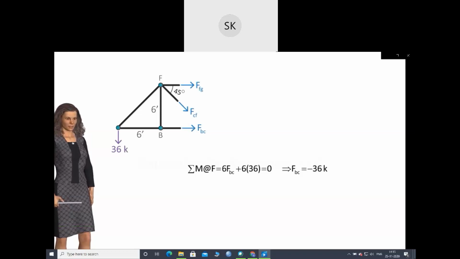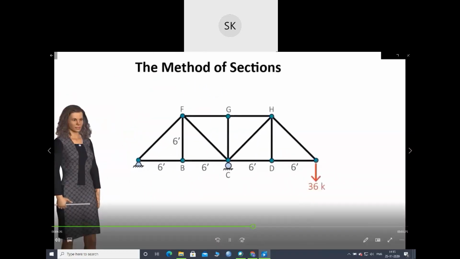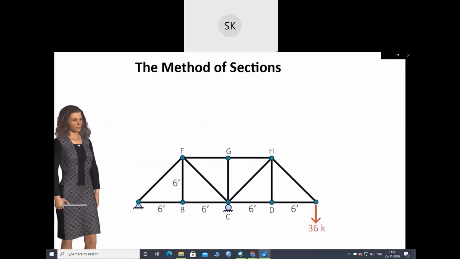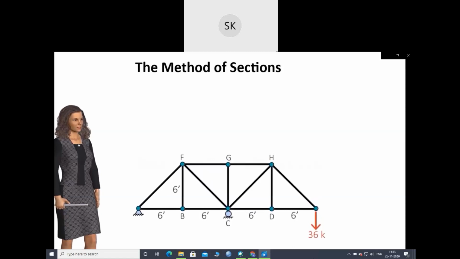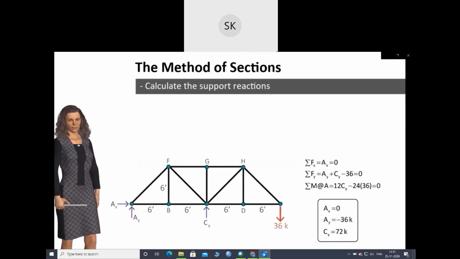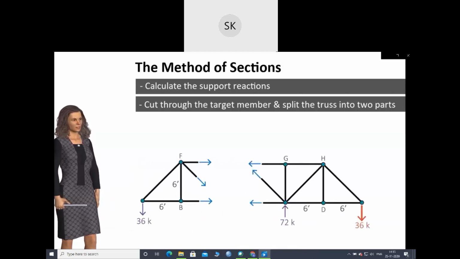Let's summarize what we've learned so far. The method of sections is suitable for calculating a few member forces without needing to analyze the entire truss. 4 main steps are involved in using this method. 1. We calculate the support reactions for the truss. 2. We cut the truss through the target member and a few other members in order to divide the structure into 2 separate parts. This exposes the internal forces in the cut members.